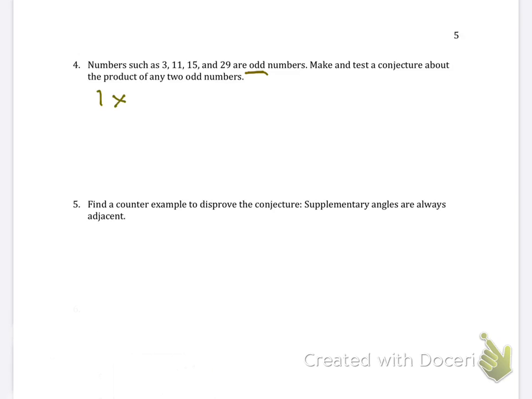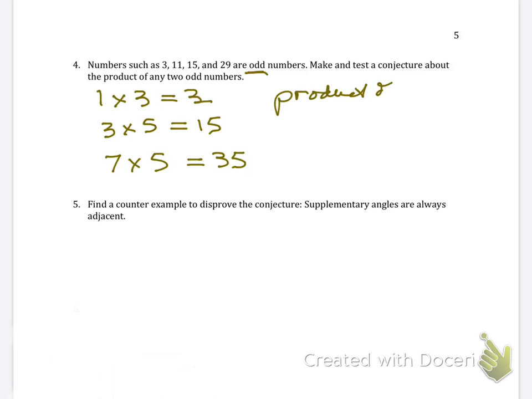How about 1 times 3? Product is the multiplication. That equals 3. How about 3 times 5? That equals 15. How about 7 times 5? That equals 35. So my conjecture is that the product of odd numbers is odd. That's my conjecture.